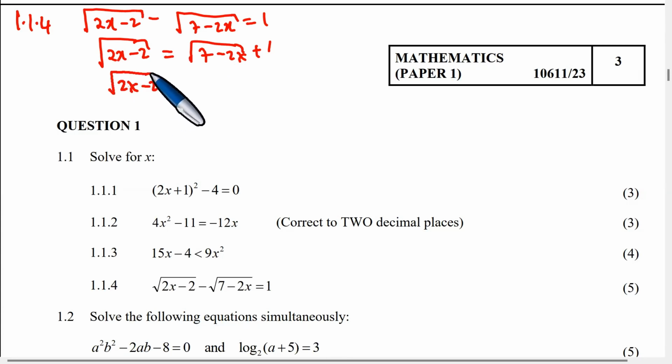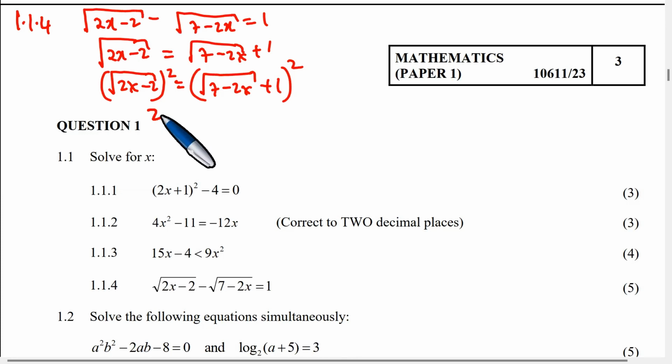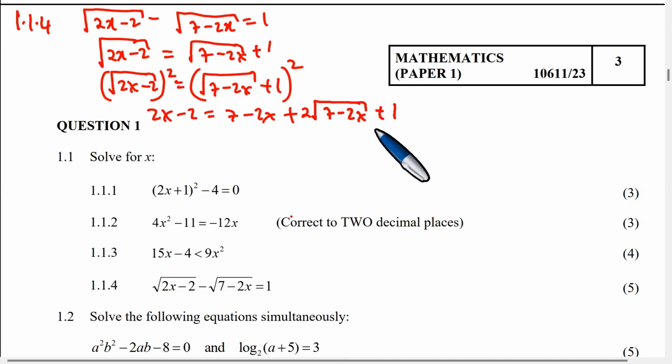And then you have 2x minus 2. You square this, and you have 7 minus 2x plus 1. You square this, which is 2x minus 2 is equal to, if you square this one here, it becomes 7 minus 2x. If you square the square root, it goes away. Next, you have this one, which is 2 times this times that, which is 2 times the square root of 7 minus 2x plus 1. Further simplifying these things here, we get exactly 2x plus 2x, which is 4x.